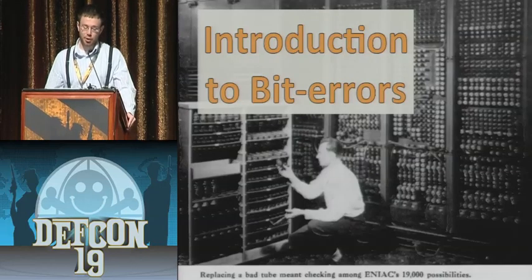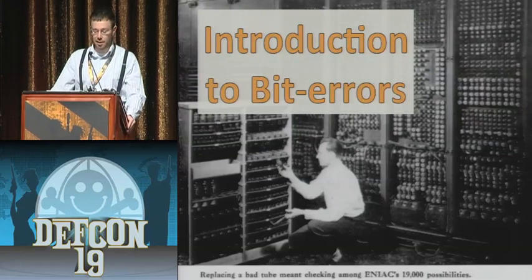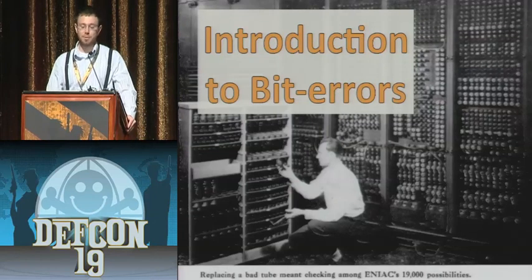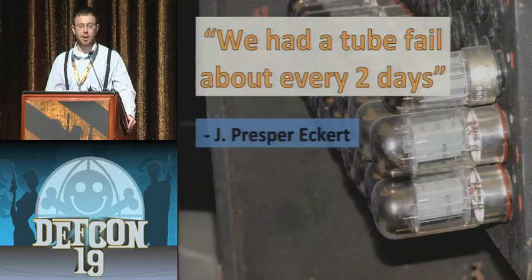Let's go through an introduction. I don't know if you all can tell what this man is doing, but he's actually working on the ENIAC. And what he's doing is he's replacing a vacuum tube. The ENIAC was made before modern transistor technology, and it used vacuum tubes for memory storage and computation. And these vacuum tubes failed, and they failed a lot. Whenever one of these tubes would fail, the machine would either give incorrect answers, or it would stop working at all. These were the first examples of bit errors, and they've been with us for a very long time.